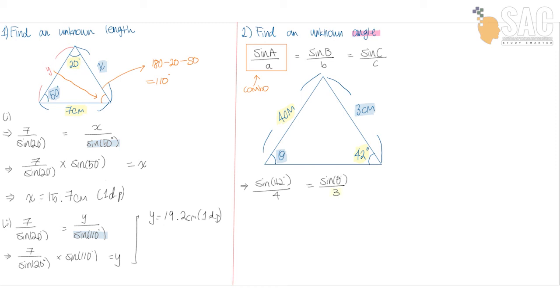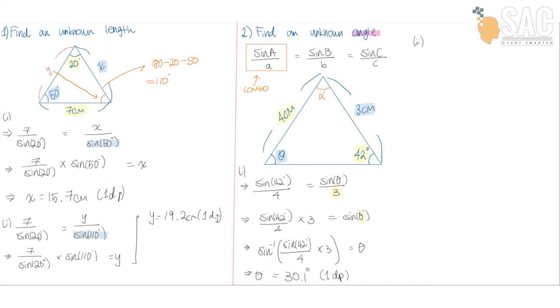Again, get rid of the denominator first by multiplying the other side by 3. So we come to sine theta equals sine 42 over 4 times 3. From here, you can work out what sine 42 over 4 times 3 is first, or you can just apply inverse sine to the whole right-hand side. So it'll become inverse sine of sine 42 over 4 times 3. Don't worry, the calculator will do it for you, and you'll get 30.1 degrees, correct to 1 decimal place.